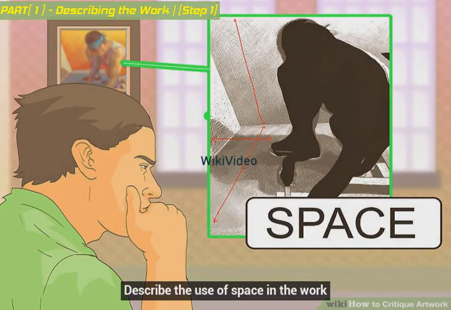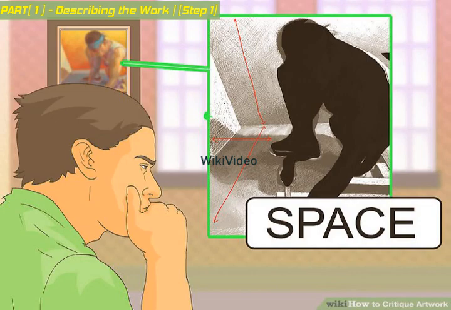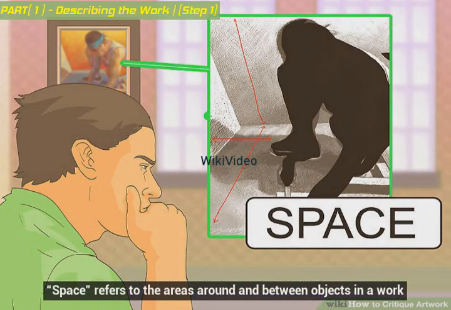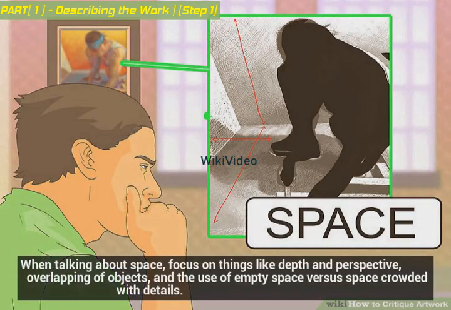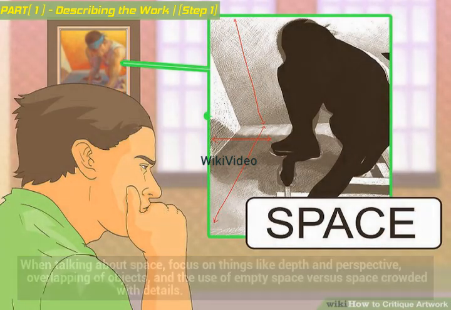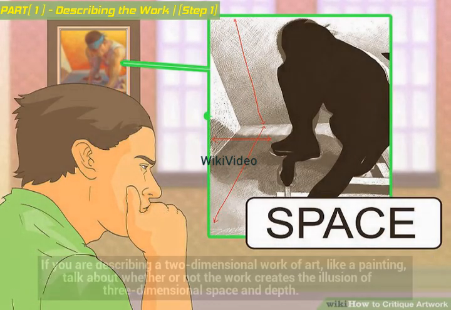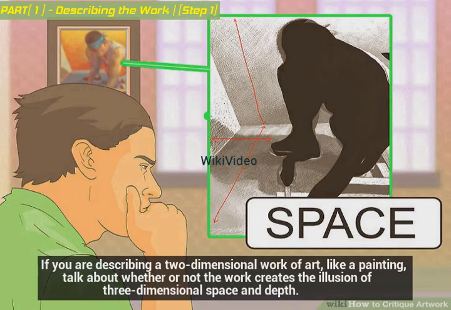Describe the use of space in the work. Space refers to the areas around and between objects in a work. When talking about space, focus on things like depth and perspective, overlapping of objects, and the use of empty space versus space crowded with details. If you are describing a 2-dimensional work of art, like a painting, talk about whether or not the work creates the illusion of 3-dimensional space and depth.